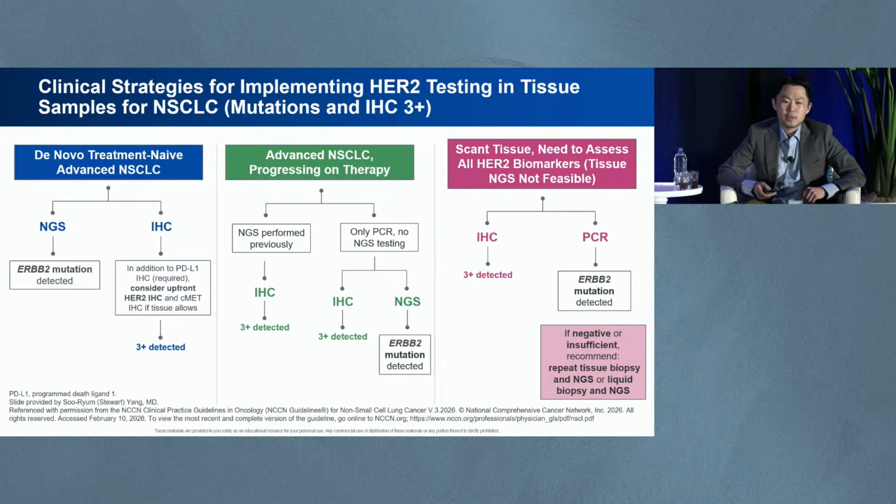And then our last clinical scenario is one of those situations where it's too painful even to talk about, but this happens more often than not. And so these are cases where we have scant tissue, we need to assess for all HER2 biomarkers, but we don't have tissue to do NGS. And so in that case, I would actually do IHC because you need tissue for that, and then consider doing PCR. And if it's positive for HER2 mutation, then that's great. But if it's negative, then I really recommend doing repeat tissue or liquid biopsy using NGS.